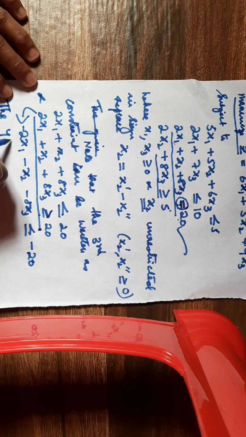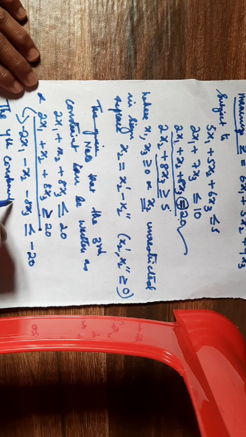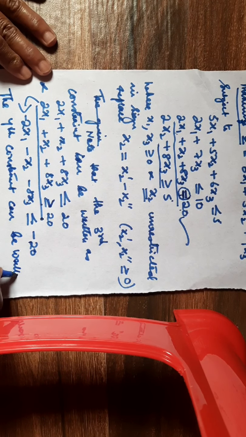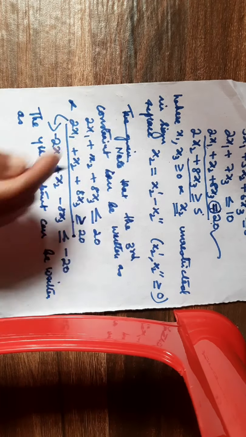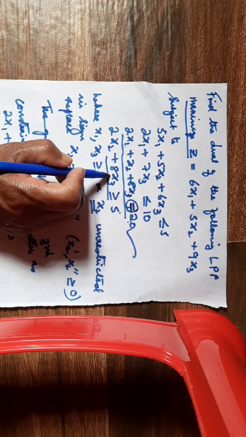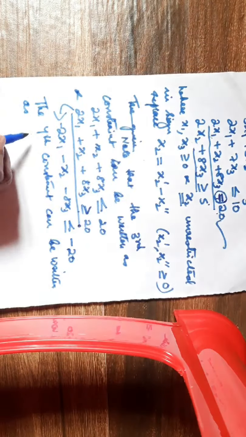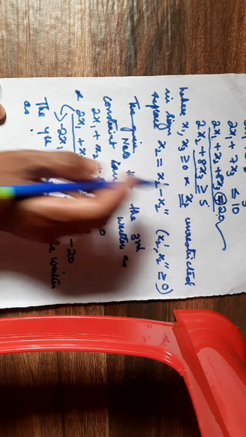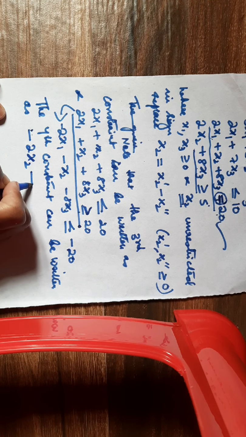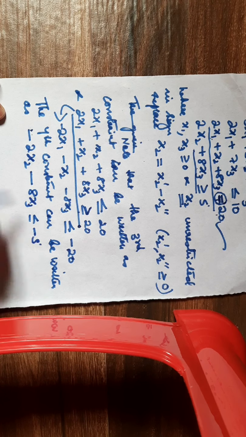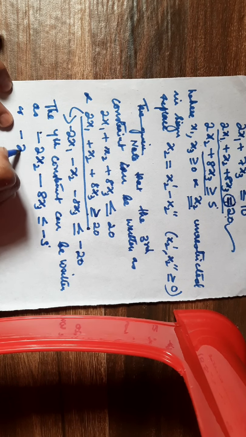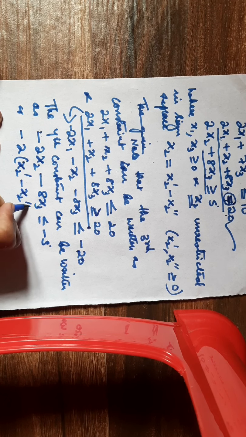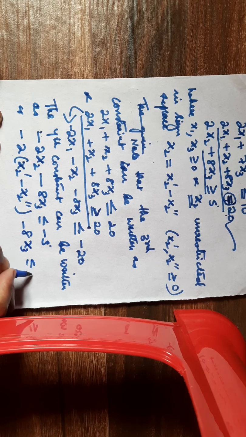And then the fourth constraint can be written as 2x2 plus 8x3 greater or equal to 5. So in this case you multiply by minus sign, then you get minus 2x2 minus 8x3 less or equal to minus 5. Now it will be minus 2 into x2, where x2 can be written as x2 prime minus x2 double prime, minus 8x3 less or equal to minus 5.